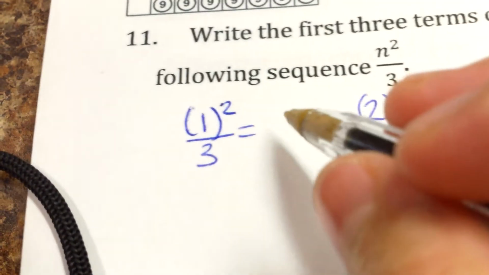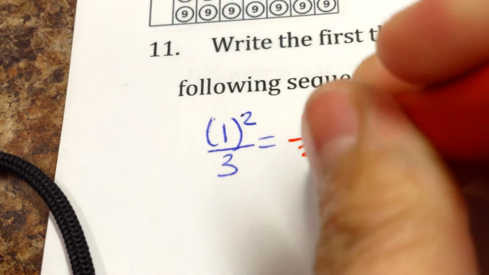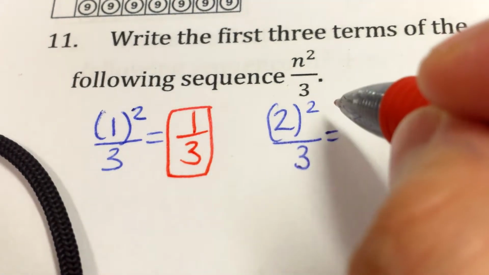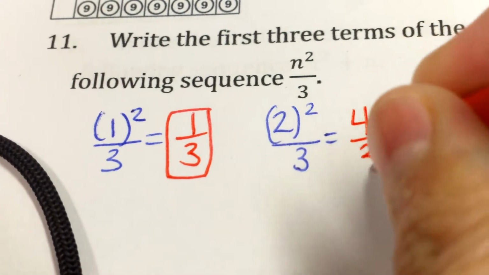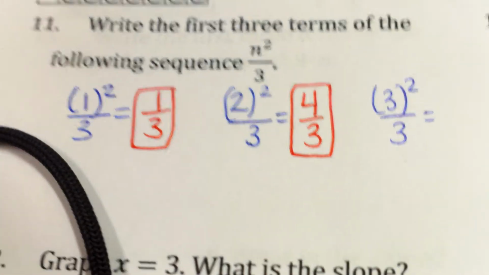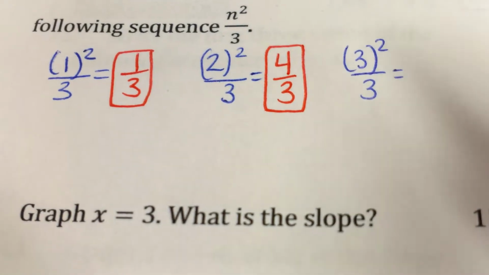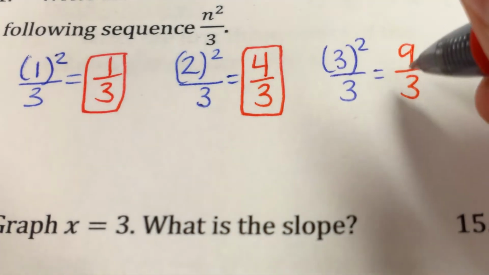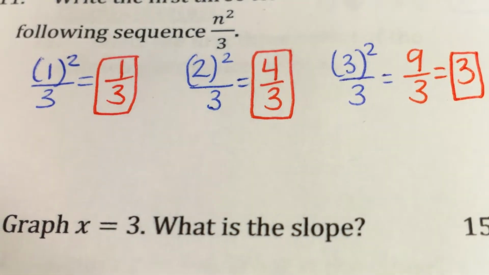Okay, so then 1 squared is 1, because 1 times 1 is 1. So then it ends up being 1/3. That's my first term. And then this one is 2 squared, which is 2 times 2, 4, and then over 3. That's my second term. And then my third term is 3 squared, which is not 3 times 2, it is 3 times 3, which ends up being 9 over 3, but that simplifies even further. 9 divided by 3 is 3. And those are my first three terms.